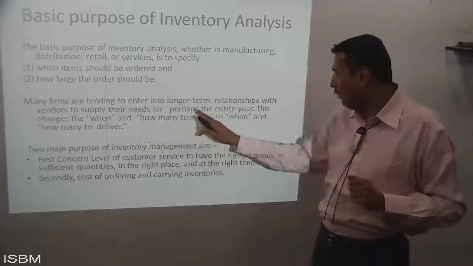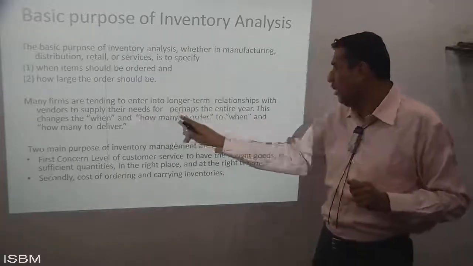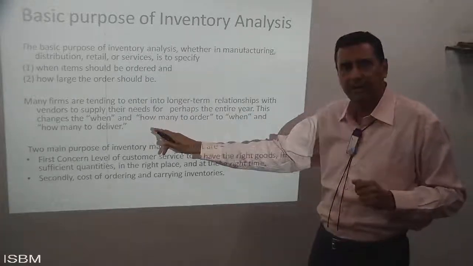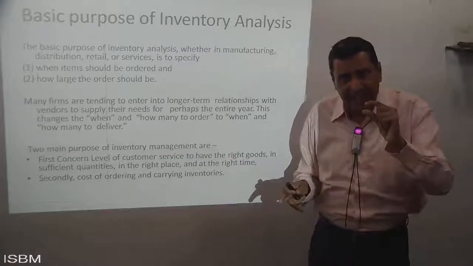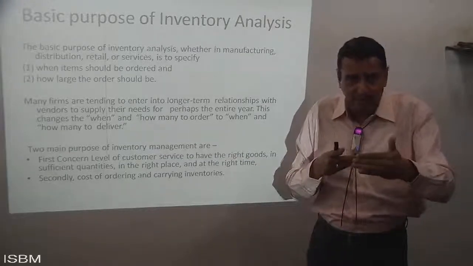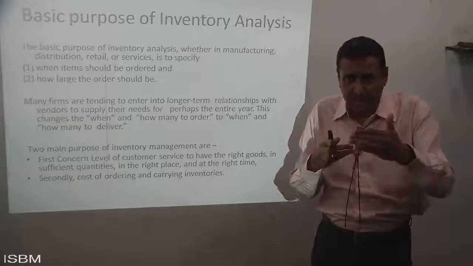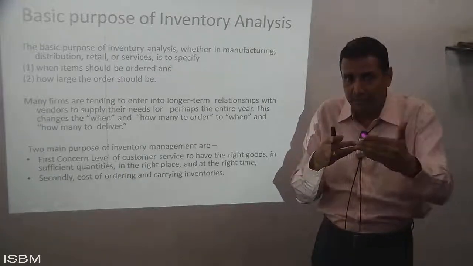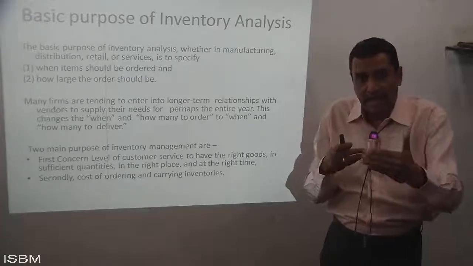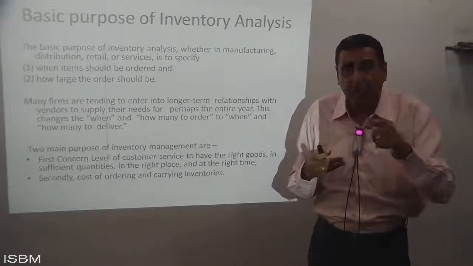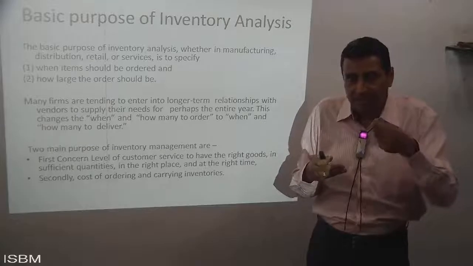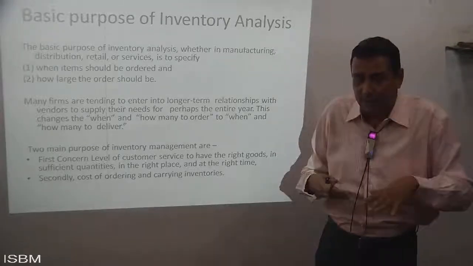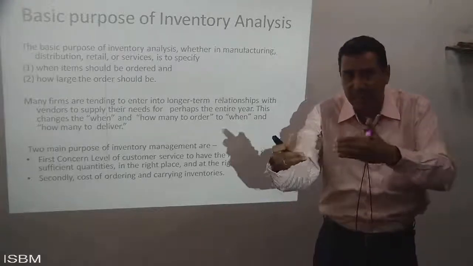So nowadays this changes when and how many to order, and when and how many to deliver. The company raises an indent. The company enters into an annual rate contract with the supplier, with which the rate is fixed, at what rate he is going to supply the material, and we give him the indent or a delivery schedule. Once the delivery schedule is given, as per our required quantity, the vendor will arrange the delivery of material to our premises.